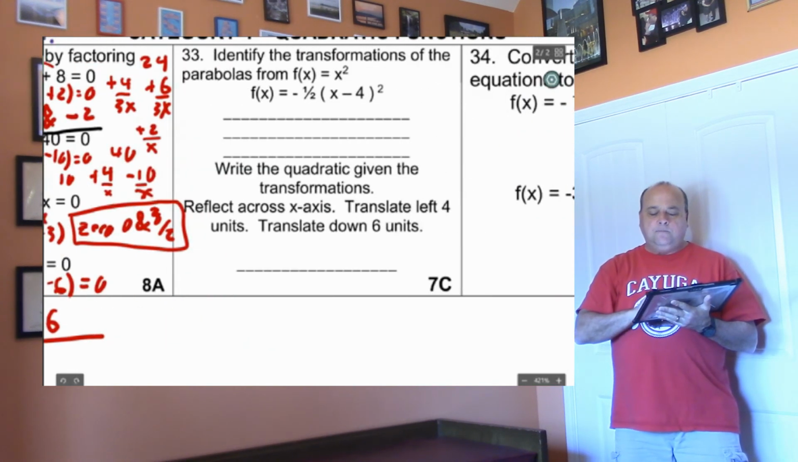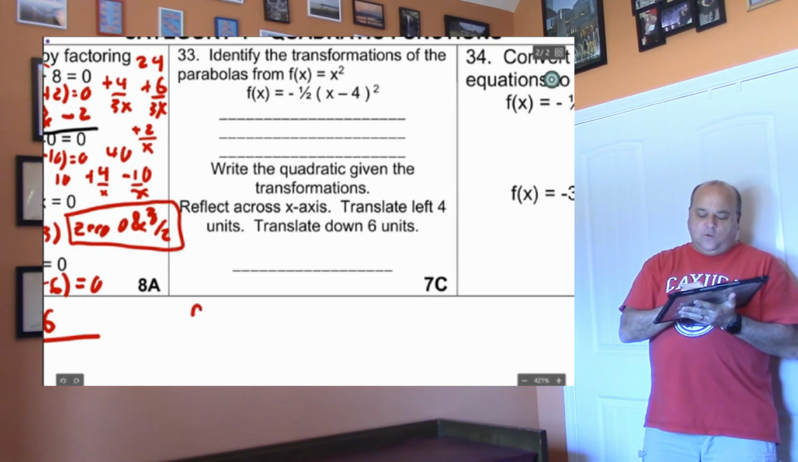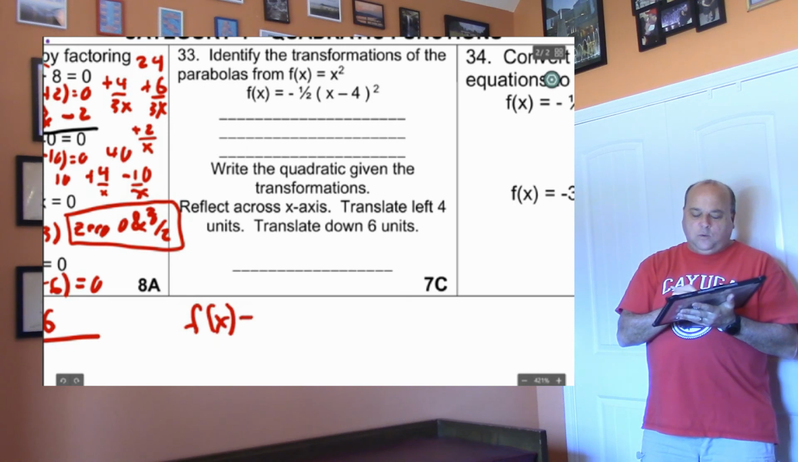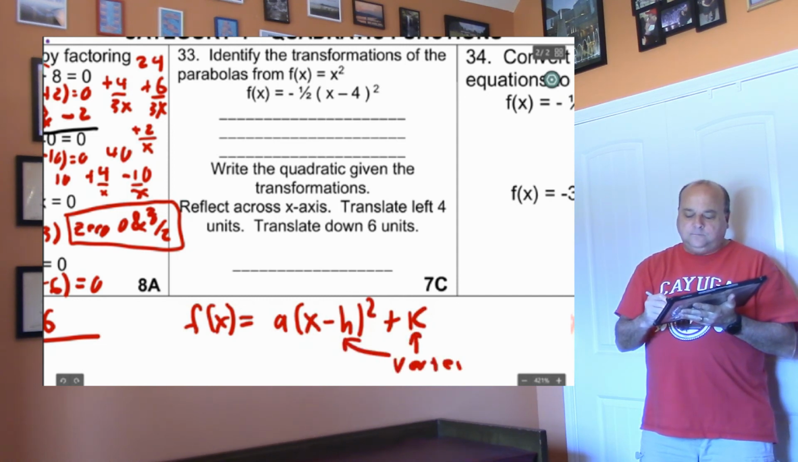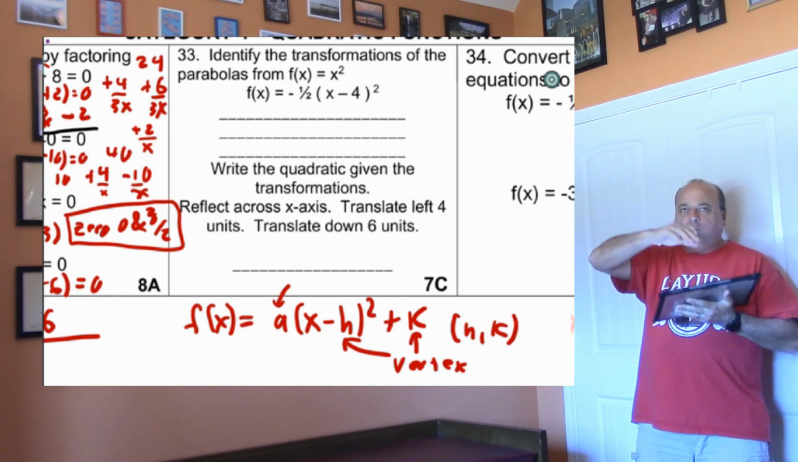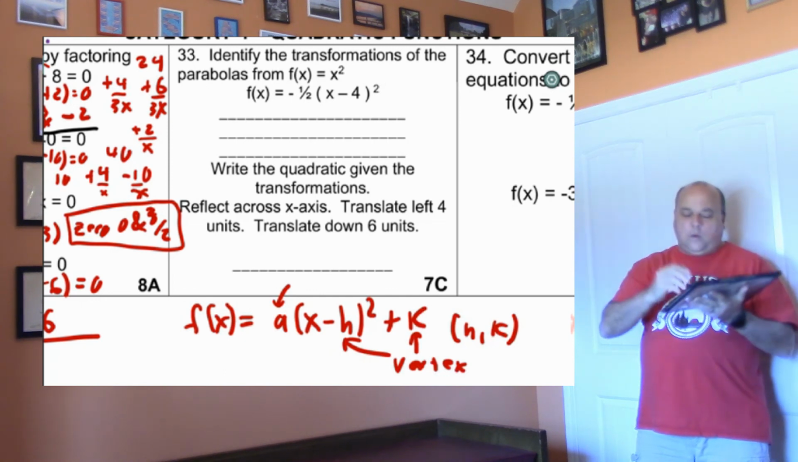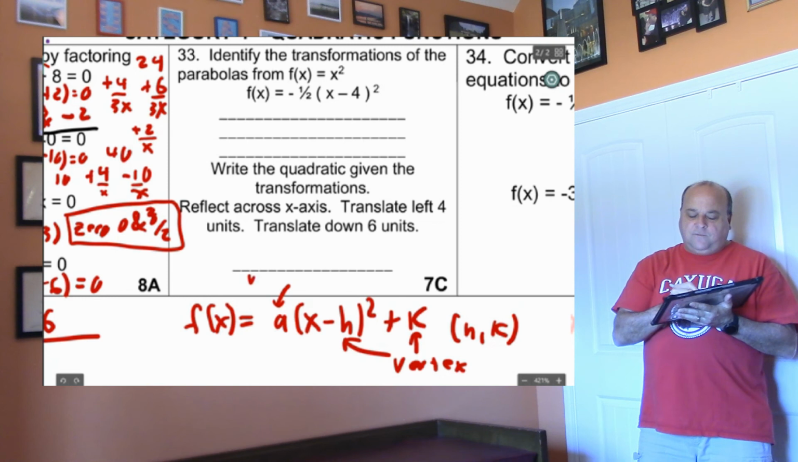Let's go to the next one. You're going to get into this later this week, but in vertex form, f of x equals a(x minus h) squared plus k. This right here and this right here is your vertex, right? The h comma k. The a makes the parabola steeper or wider. It shrinks it or compresses it. So this is a vertical stretch or compress.